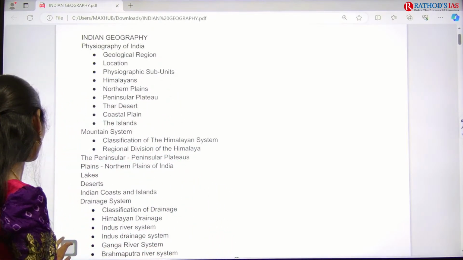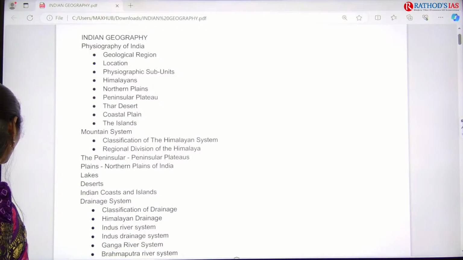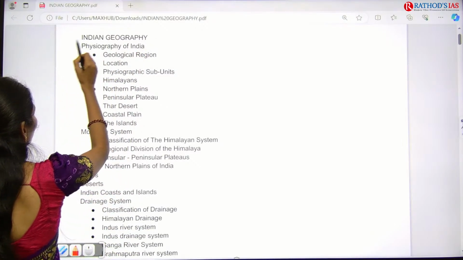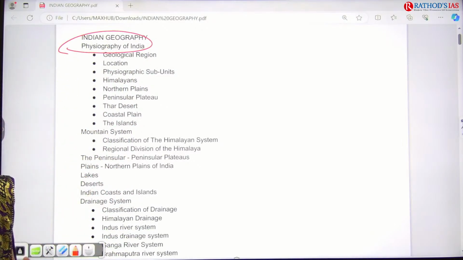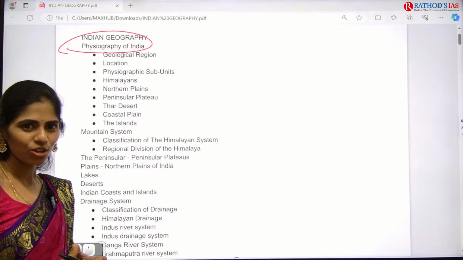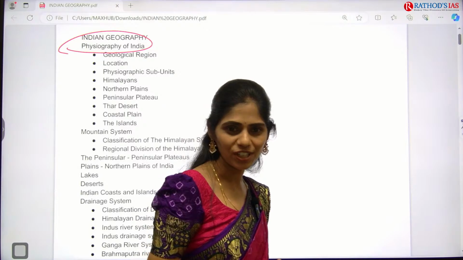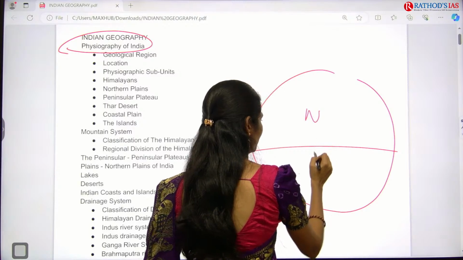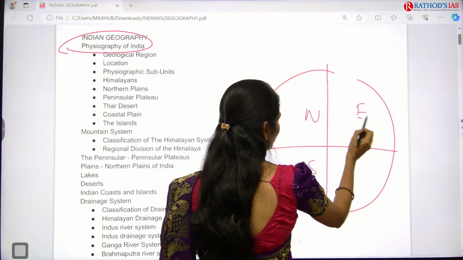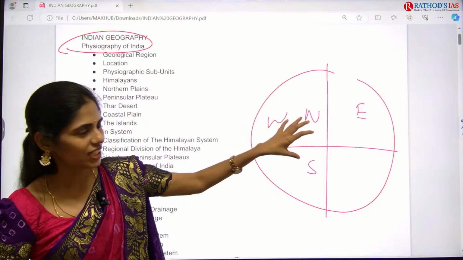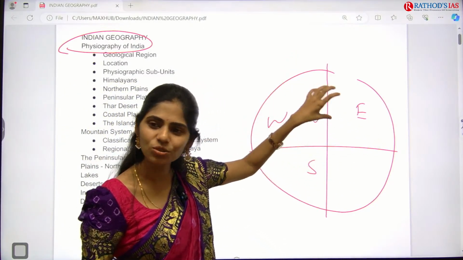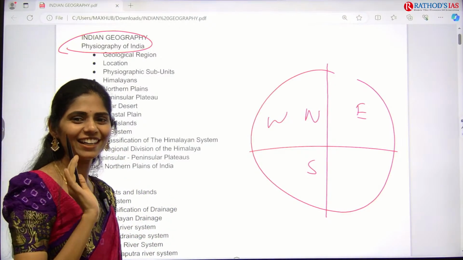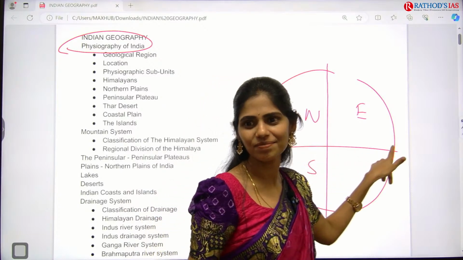So first we have to start our Indian geography with physiography. In this physiography, you have to know first where exactly India is located. You might have studied latitudes and longitudes in world geography, right? Sir explained about the northern hemisphere, southern hemisphere, eastern hemisphere and western hemisphere. You have to see which longitudes and which latitudes India is situated in, because if you are writing any competitive examination, the first question is that only.